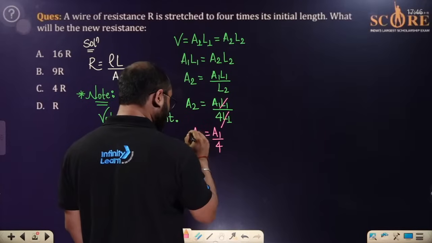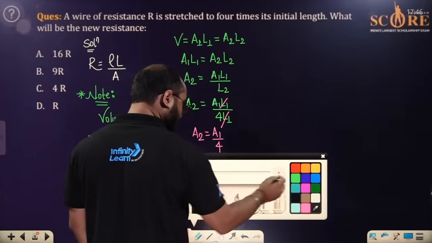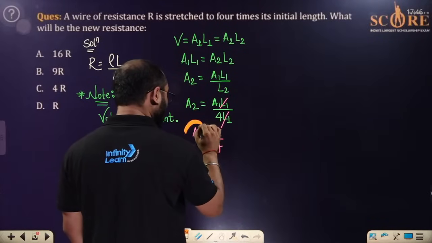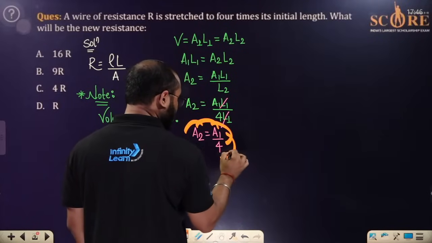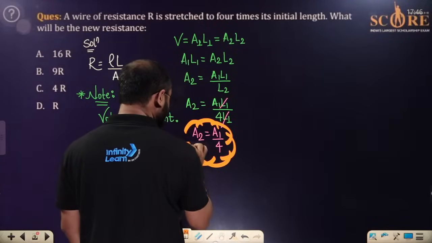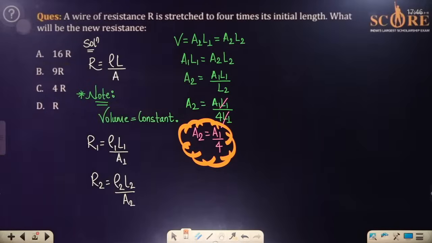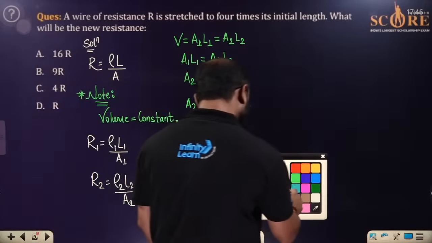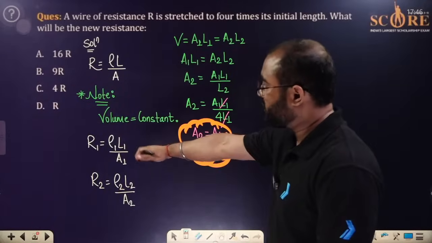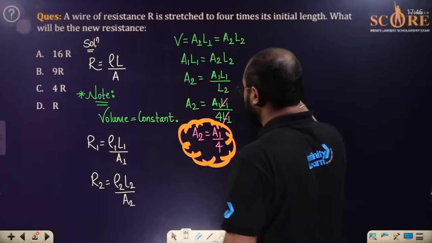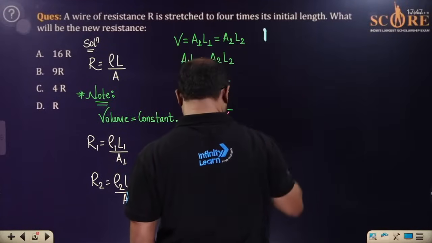So this is one of the things that you should remember, that A2 will be equal to A1/4. Fine. Now what we have to do is just compare. How are we going to compare?